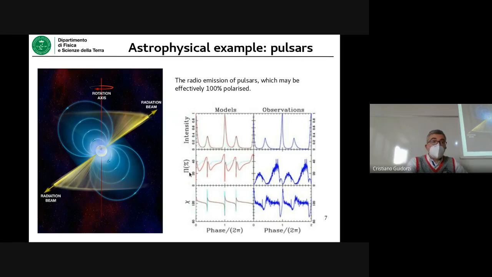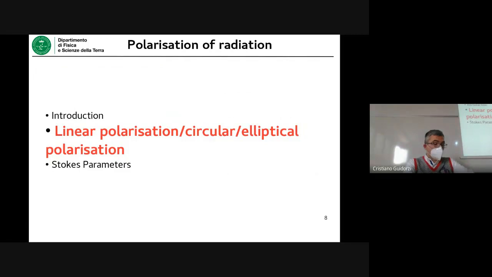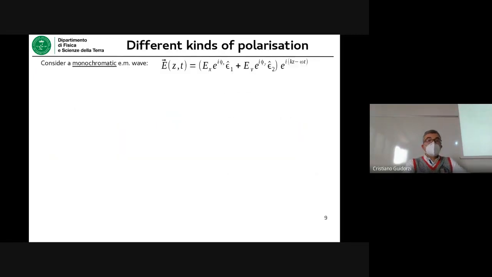So this is also a very important property of radiation, also in the astrophysical context. It tells us a lot of information about the astrophysical source of the light. So studying the polarization is a powerful tool also to explore the properties of these objects. Let me introduce this concept here.